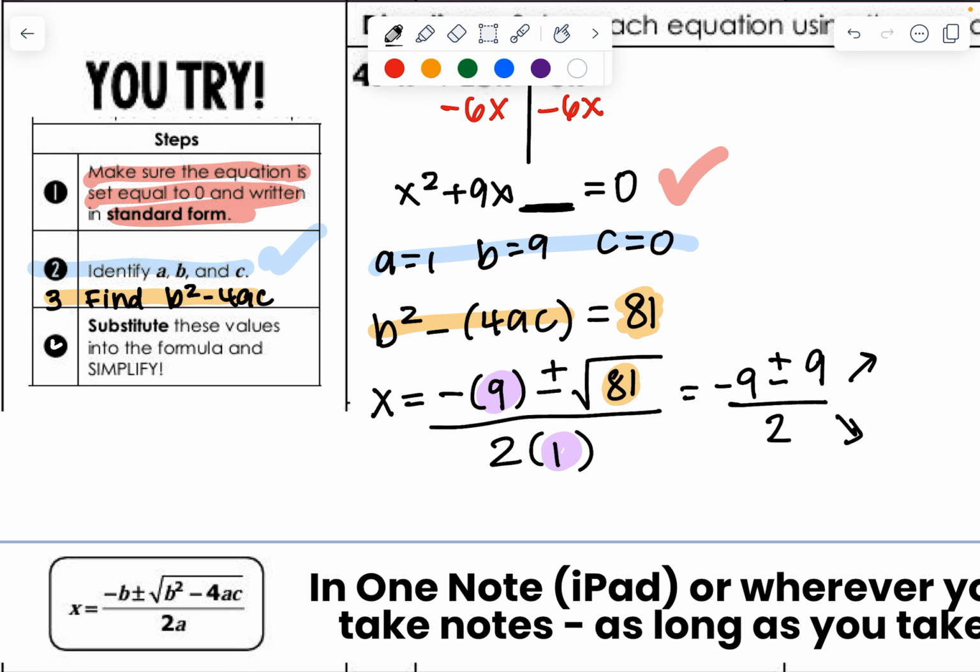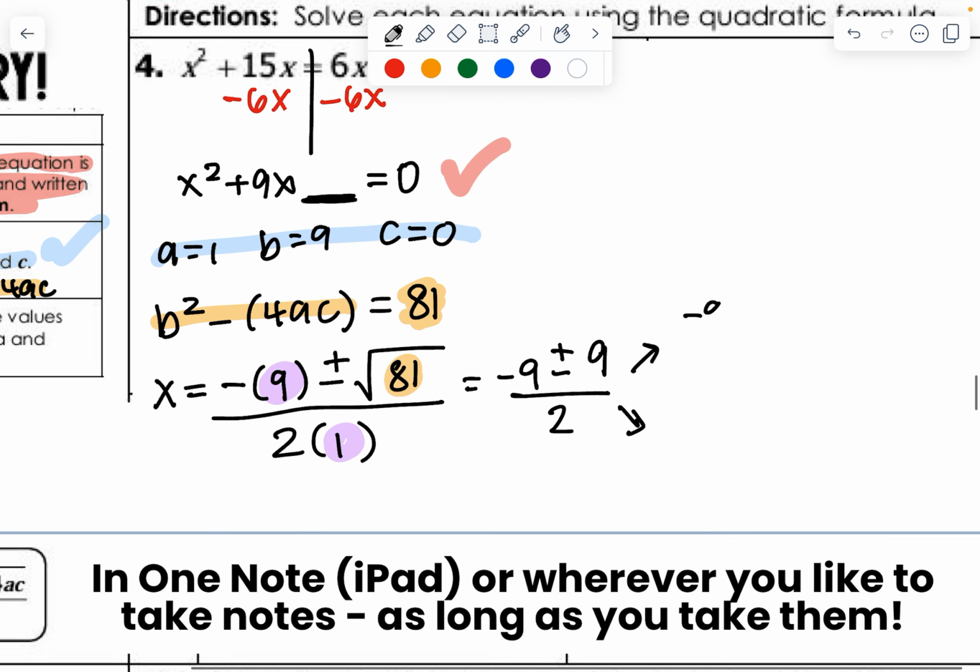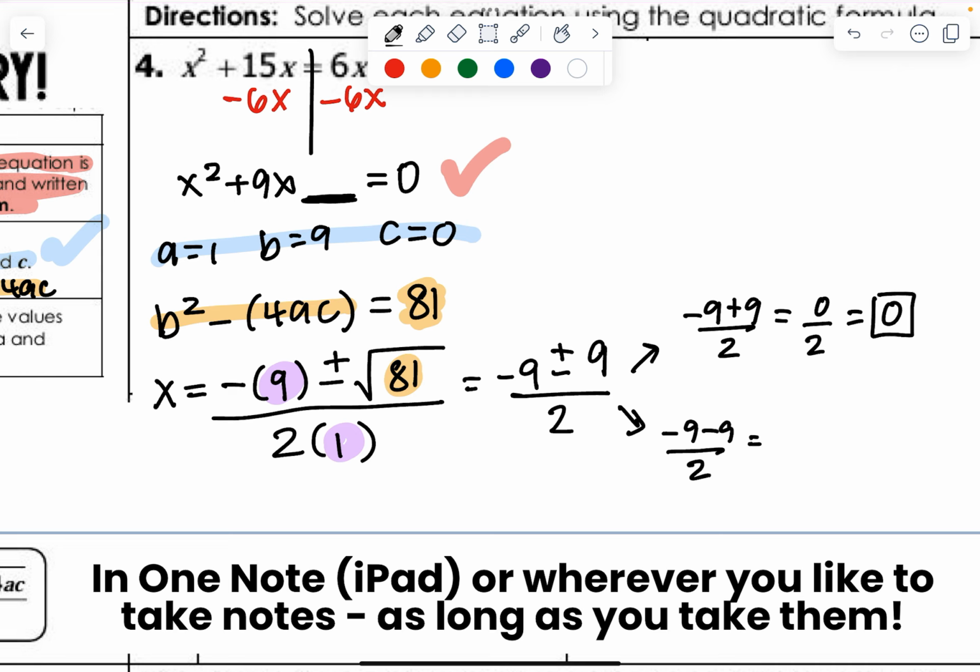Now I'm ready to split this into 2 answers. Negative 9 plus 9 over 2, and negative 9 minus 9 over 2. Negative 9 plus 9 is 0 over 2. That's just 0. Negative 9 minus 9 is negative 18 divided by 2. That's negative 9. Not too shabby, right? I finished it. I was able to get my 2 solutions.